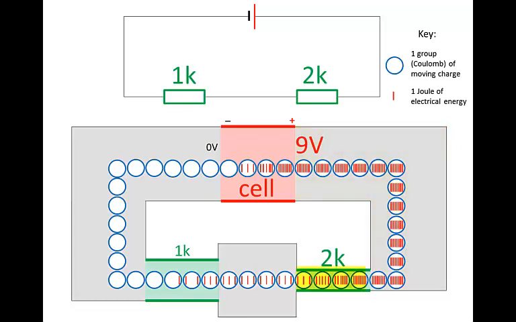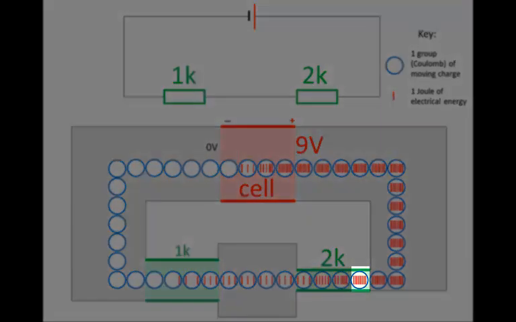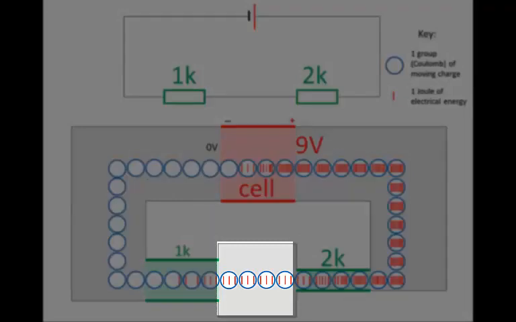But as these charges move through the 2K resistor, the amount of voltage that they have drops. It changes from 9 volt, where the charges enter the resistor, to 3 volt, where they leave the resistor. In other words, 6 volts has been lost, changed into heat energy, lost to the surroundings. Then the charges move through this good conductor between the two resistors, and the voltage doesn't change. It stays 3 volt.